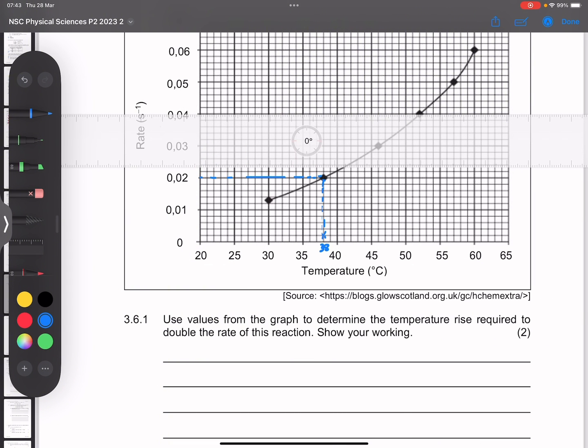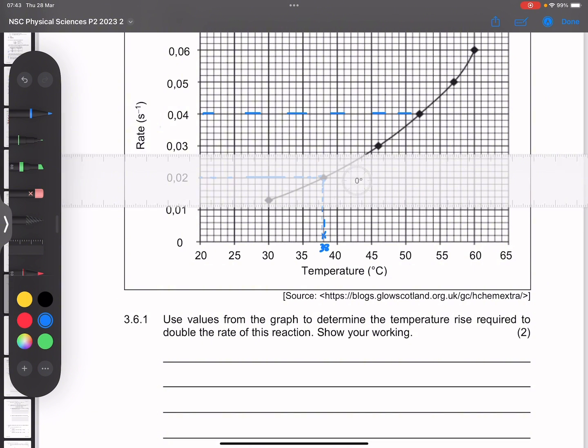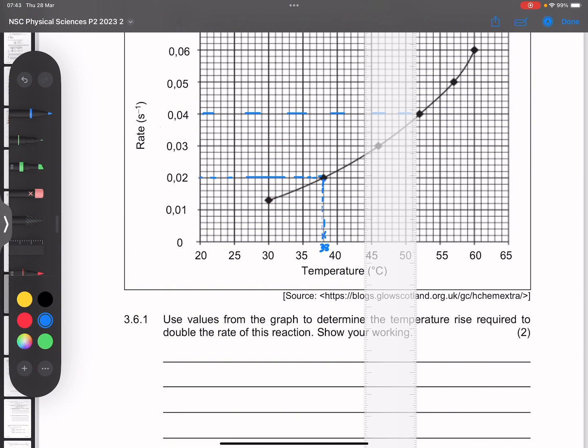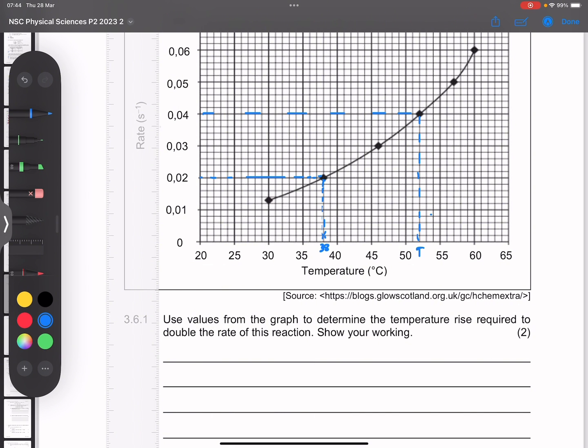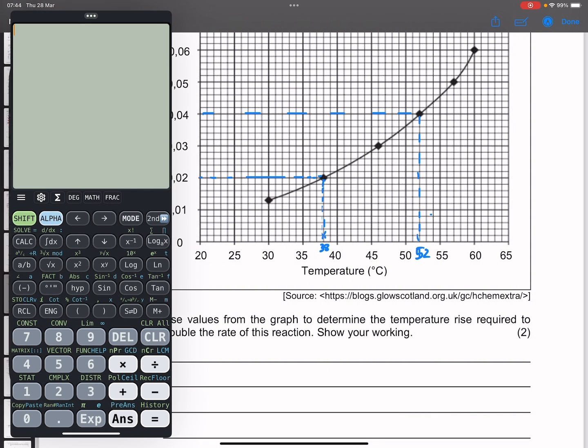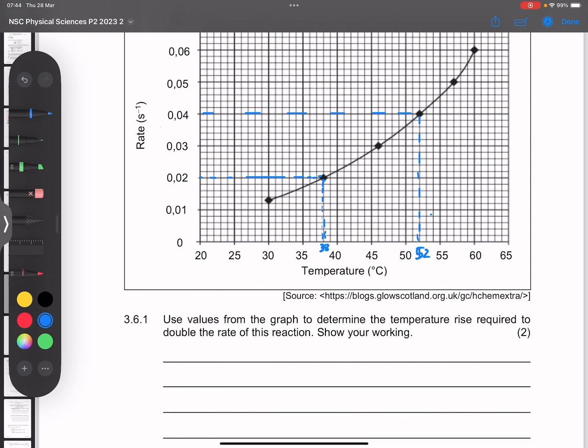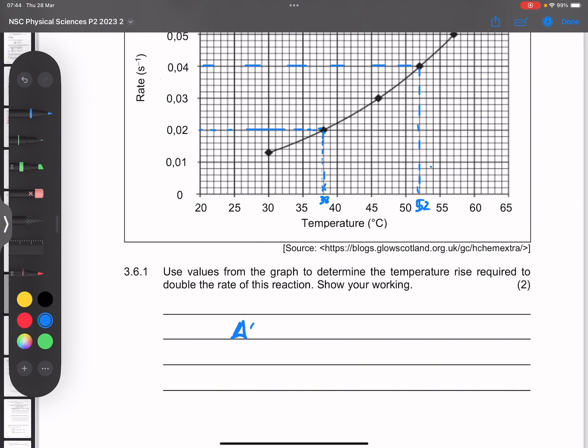Now, double that rate would be at this point here, 0.04. That's twice 0.02. And I see there the corresponding temperature value would be 52. Okay, so that's 52. So let's find out what is the temperature difference between those two values. We're simply going to say 52 minus 38. That's 14 degrees. So the change in temperature that's required would be 14 degrees Celsius.